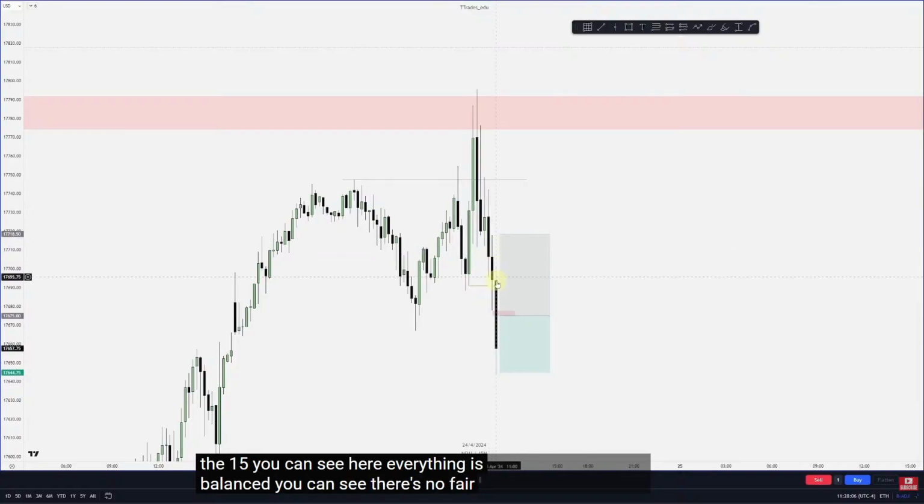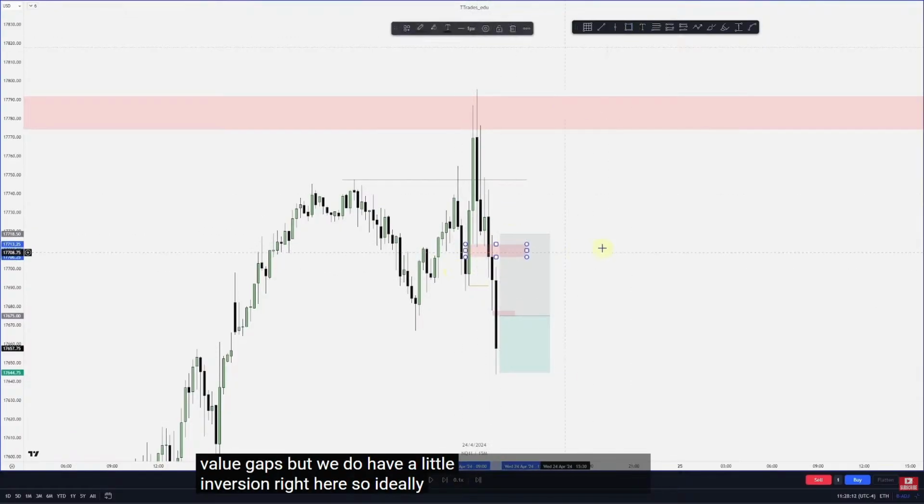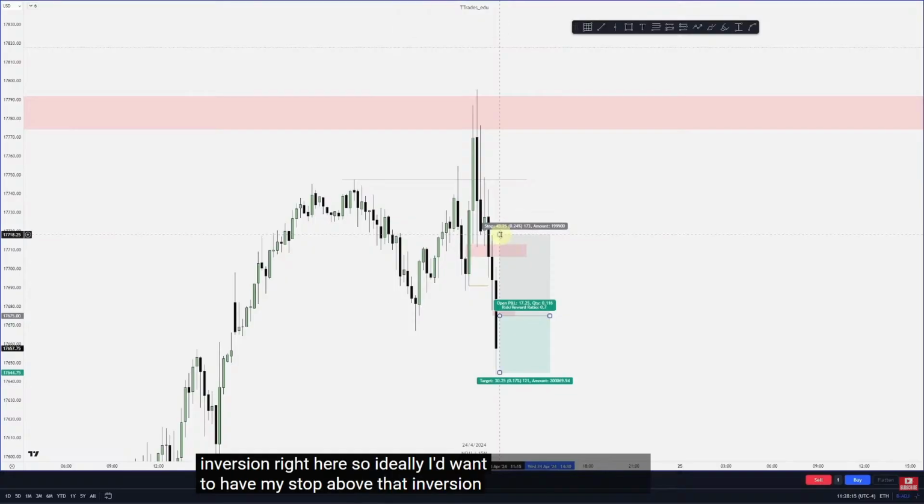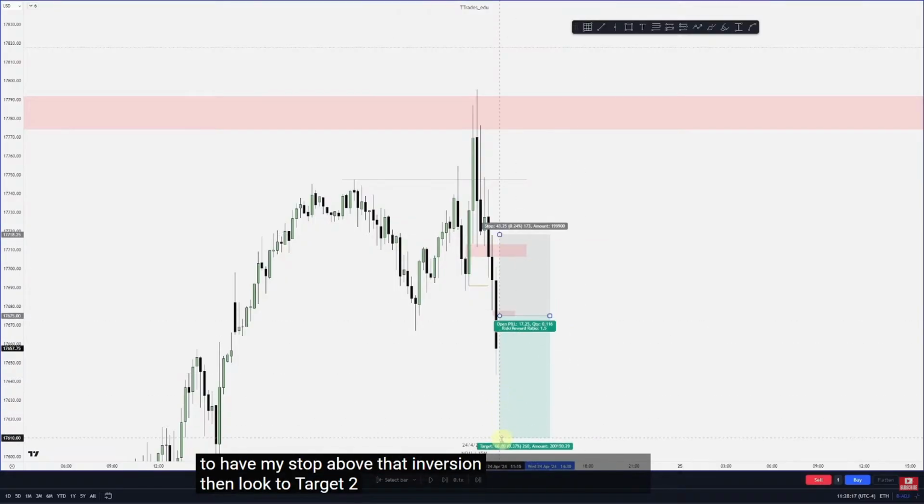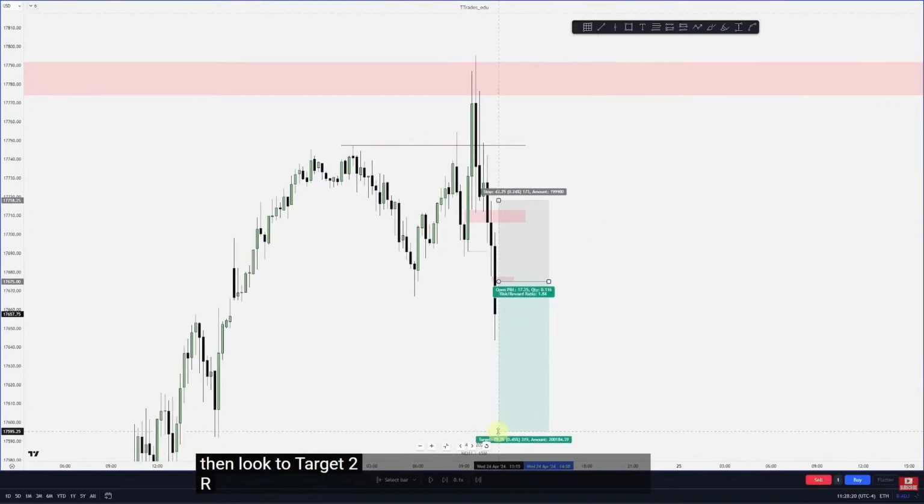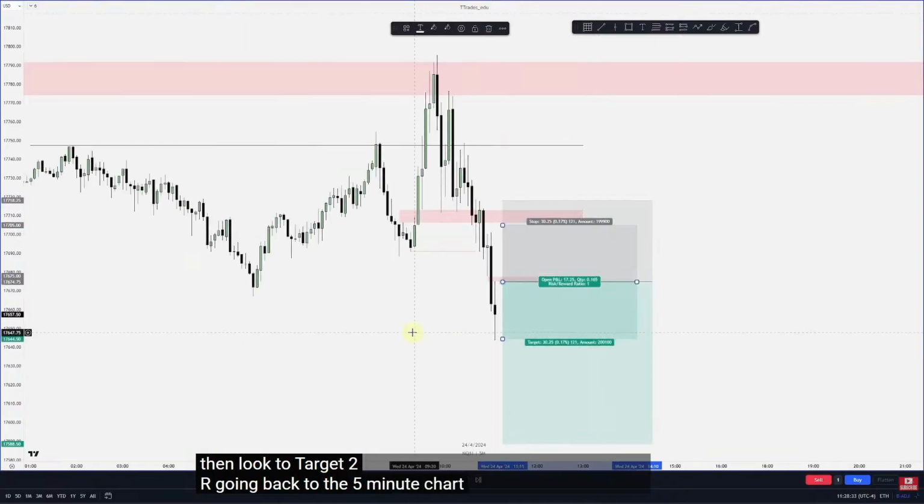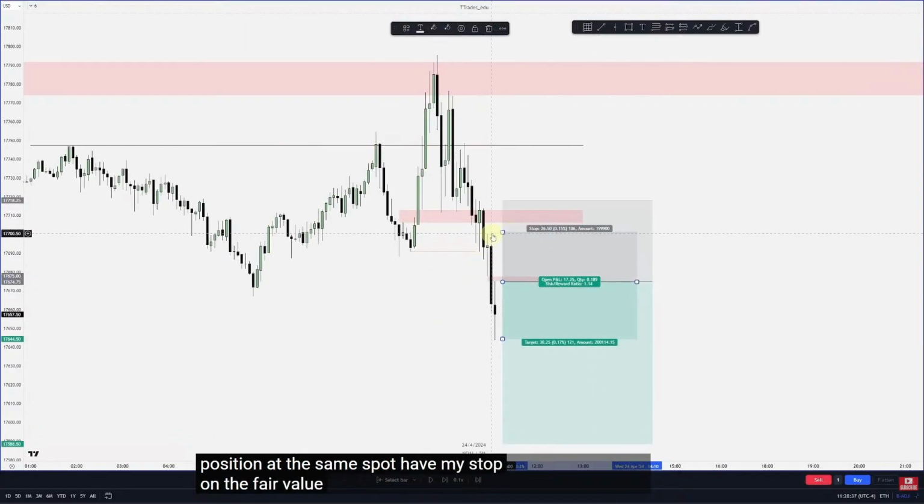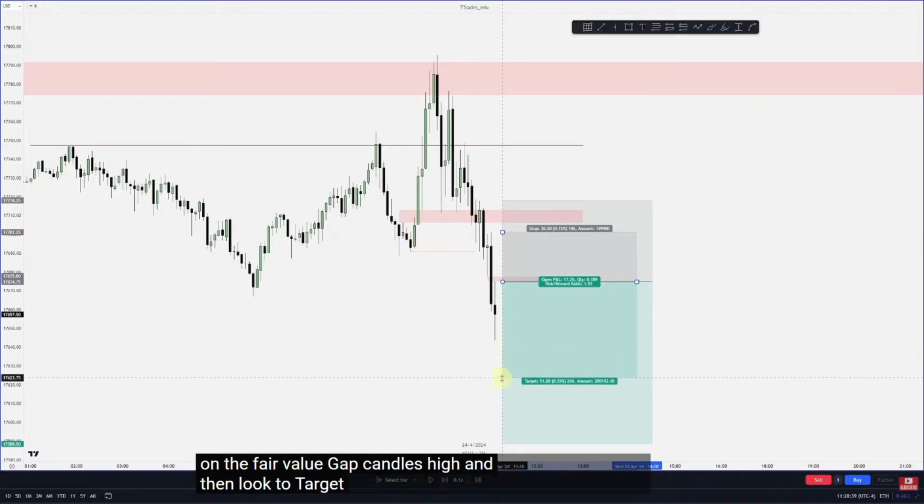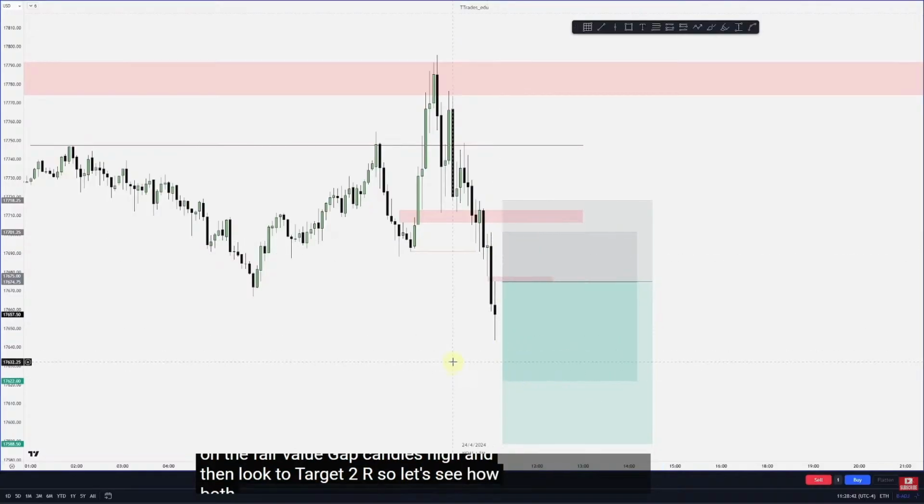You can see there's no fair value gaps, but we do have a little inversion right here. So ideally I want to have my stops above that inversion. Then look to target 2R. Going back to the 5-minute chart, another thing I could do is take a position at the same spot, have my stop on the fair value gap candle's high, and then look to target 2R. So let's see how both of these work out.